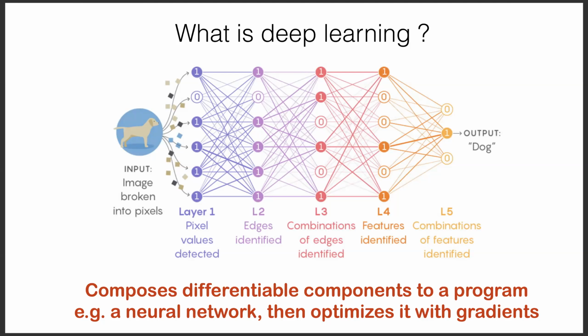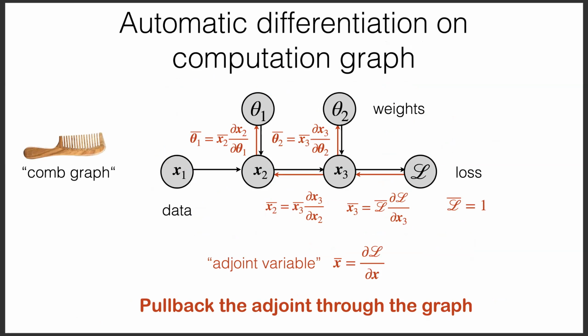Deep learning composes differentiable components into a computer program, and then optimizes the parameters of that program with gradient information, so that the program does what they want. The key technique is to compute the gradient of a general computer program, and this is called automatic differentiation, because we do not want to do that manually since there are so many parameters.